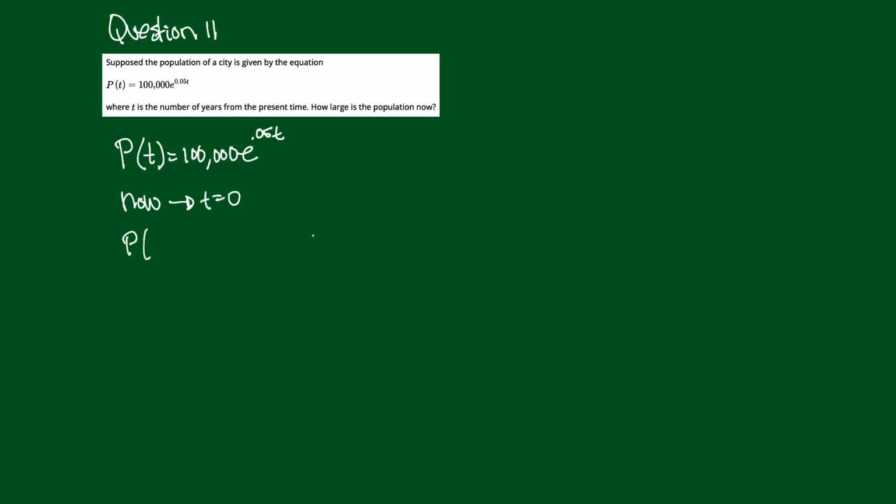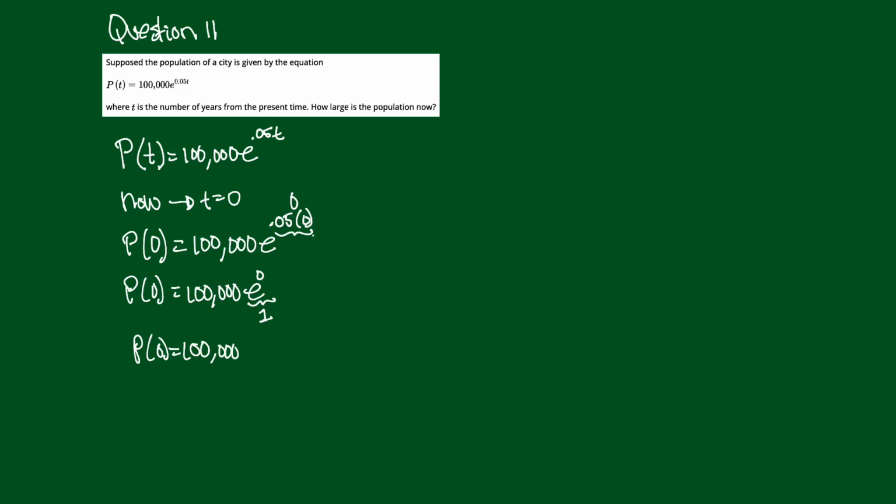So what is the population at time 0, right when you start? Well, it's 100,000 times e to the 0.5 times 0. But 0.5 times 0 is 0, right? So now you get the population now is equal to 100,000 e to the 0, but e to the 0 is a 1, right? So P of 0 is 100,000 times 1. So the population now is 100,000.